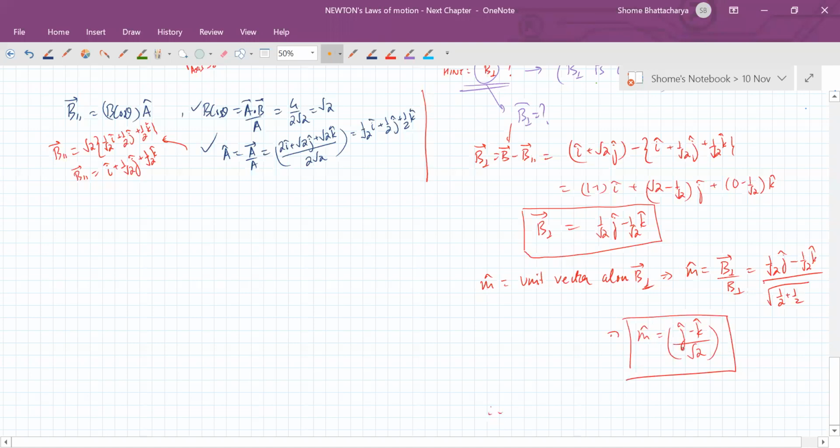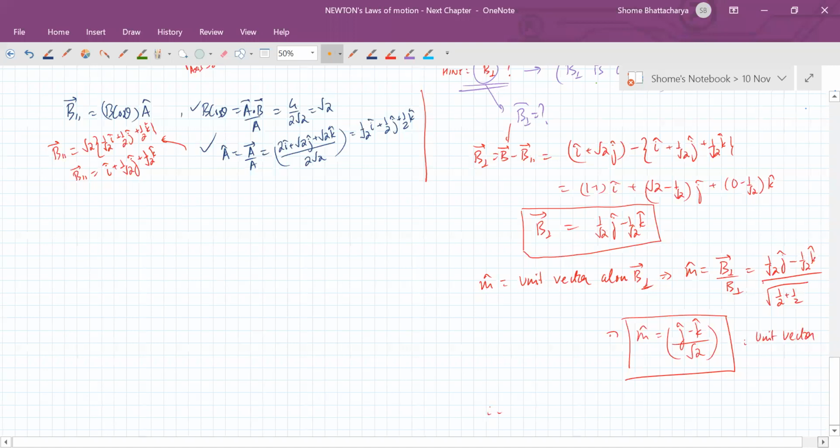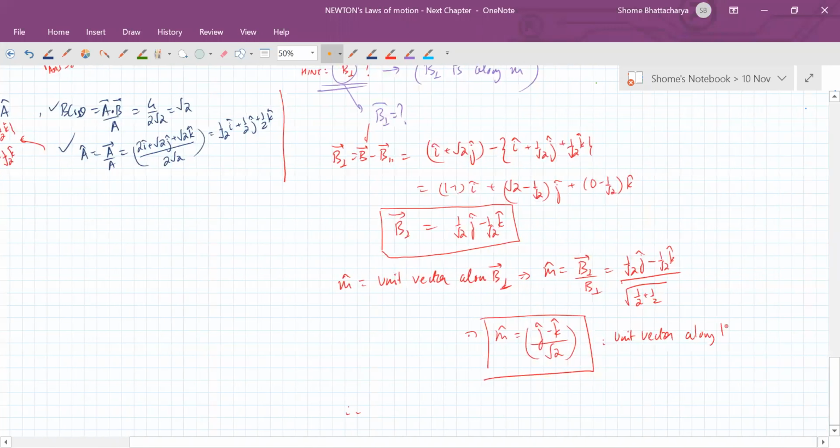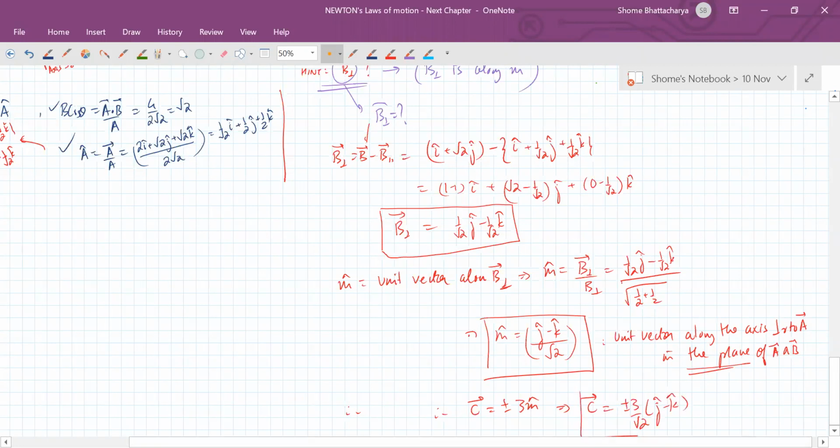Okay. So this is the unit vector which is along that axis perpendicular to A, in the plane of A and B, which I had shown in the diagram also. That is that unit vector. So therefore the vector C is either plus or minus of 3 m cap. So the vector C is plus minus 3 by root 2 into j cap minus k cap. It can be plus also, it can be minus also. There are two possibilities for the vector C.